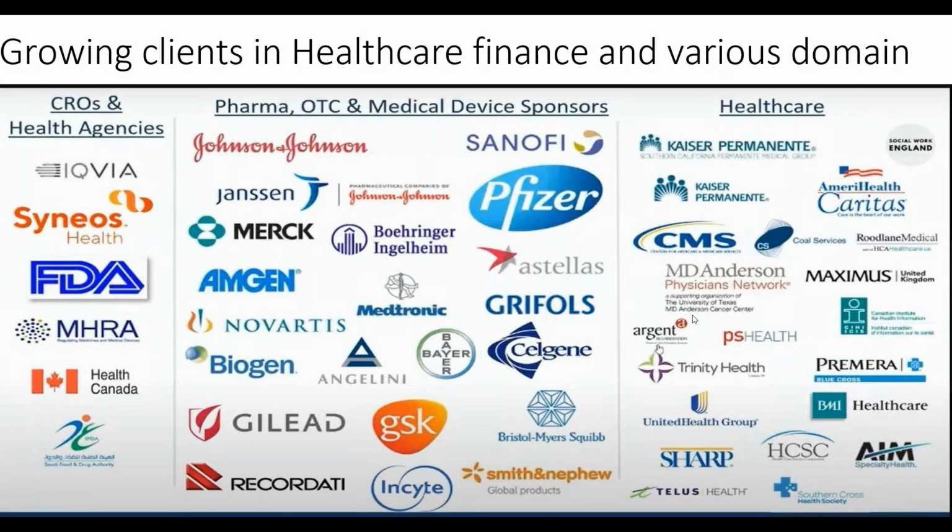Okay, we are talking about the companies, right? This is very few, but all these companies are using Appian. You talk about Merck, Pfizer, Johnson & Johnson, Janssen, all these companies are using Appian. And many of these companies were added during COVID.